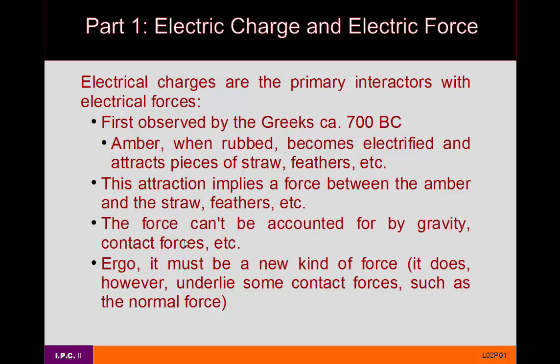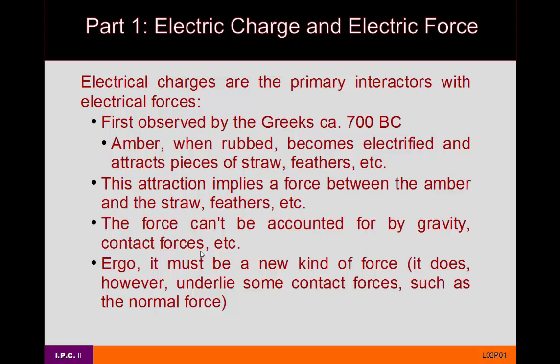And furthermore, the force can't be accounted for by a contact force, because if you do it well, if you get enough charge on the piece of straw and or the feather, and also on the piece of amber, what you find is that you can actually hold the piece of amber over the piece of straw, and the piece of straw will sort of jump up to meet the piece of amber.